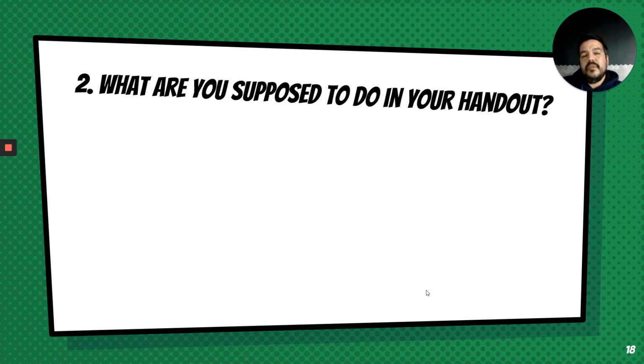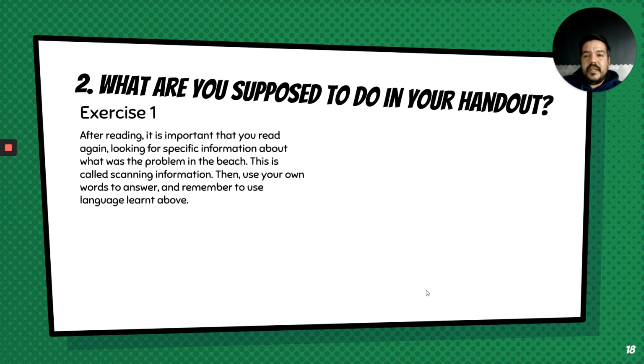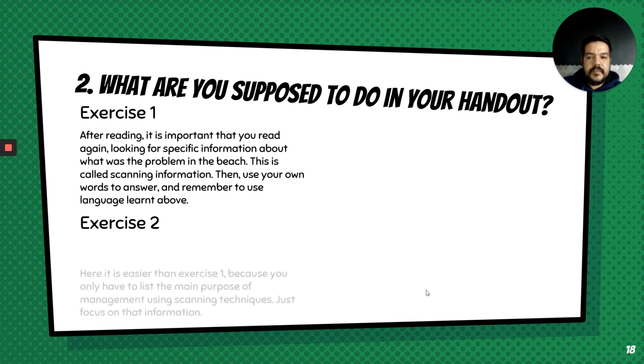So, what are you supposed to do in this handout? Exercise 1. After reading, it is important that you read again, looking for specific information about what was the problem in the beach. This is called scanning information. Then, use your own words to answer and remember to use language learned above.